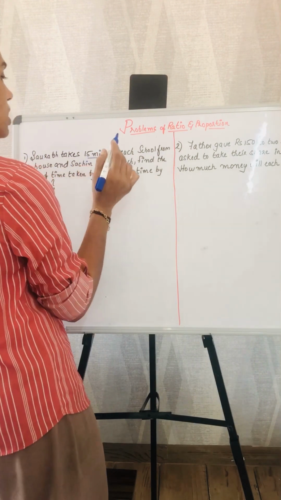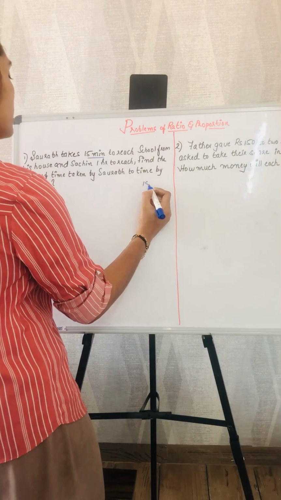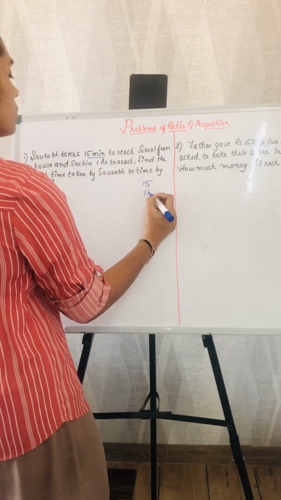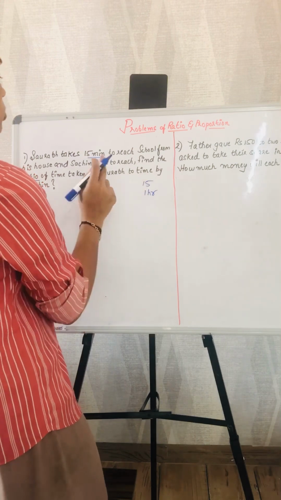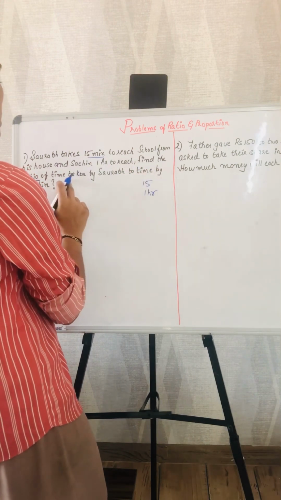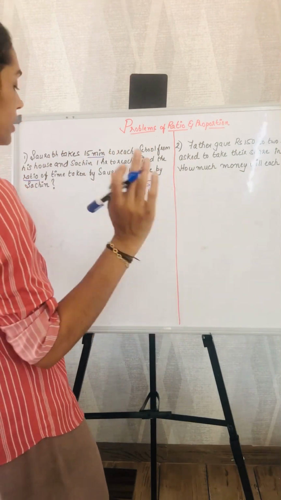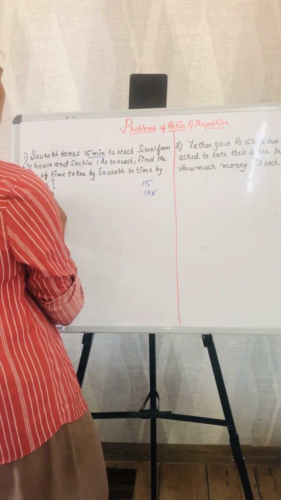Saurav takes 15 minutes, right? 15 minutes. And Sachin takes 1 hour. So we can frame two sentences, right? So what is asked here? Find the ratio of time. So we are talking about what? Time. So you all have to start with time.